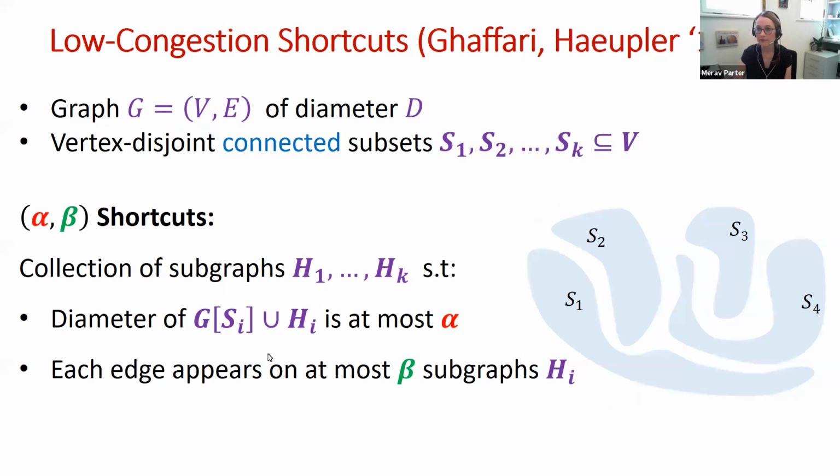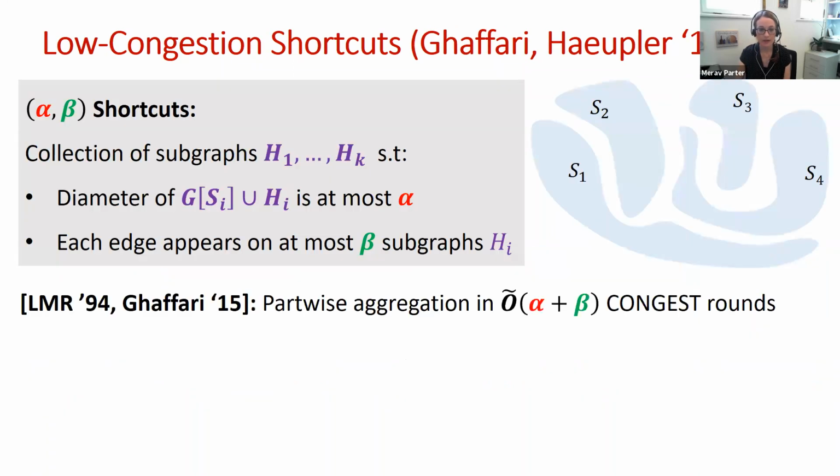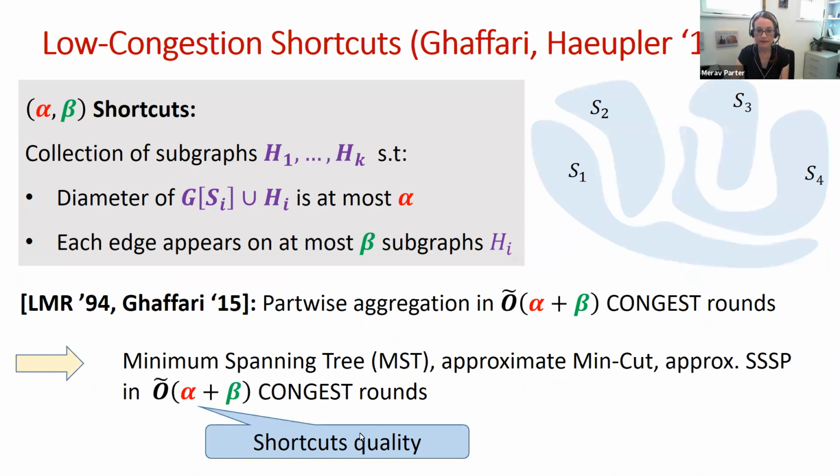And in addition, every edge appears on at most beta many subgraphs. And then using known techniques based on random delays from Leighton, Maggs, and Rao and Ghaffari 15, we know that if one is given these shortcuts, then we can solve the partwise aggregation problem in time that scales linearly with alpha and beta. And this is why we call this alpha plus beta measure the quality of the shortcuts, okay?